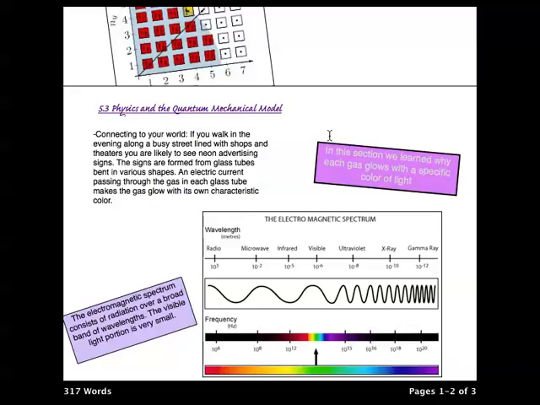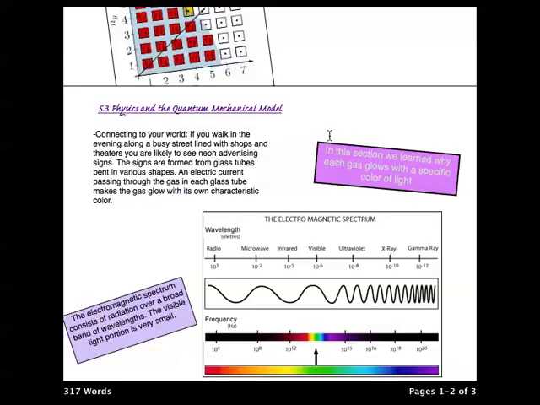And when connecting this to our world, it's like if you walk in the evening along a busy street lined with shops and theaters, you are likely to see neon advertising signs, like in restaurants and stuff, that say open or etc. The signs are formed from glass tubes bent in various shapes, and an electric current passing through the gas in each glass tube makes the gas glow with its own characteristic color, which is like a lab we did in chemistry for 5-3 with the changing of the gas colors.